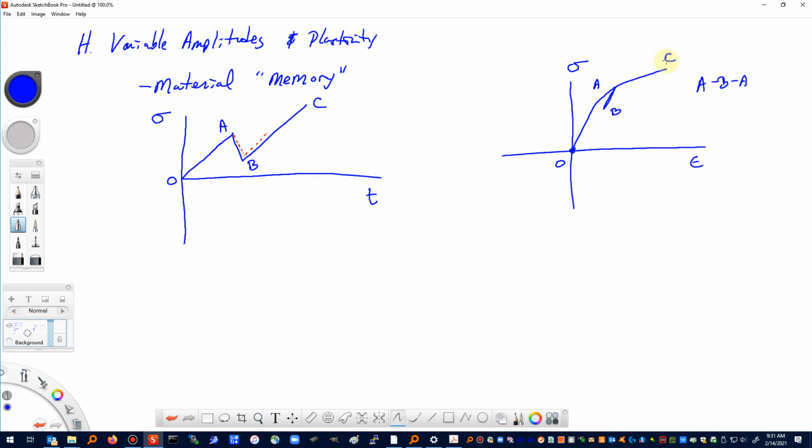Okay, so the material has what we call this memory. It has the memory of where it left its stress strain curve. There is also a multi-axial analogy to this that we'll touch on toward the end of the semester. All right, so this is kind of the key to understanding what goes on in the material.